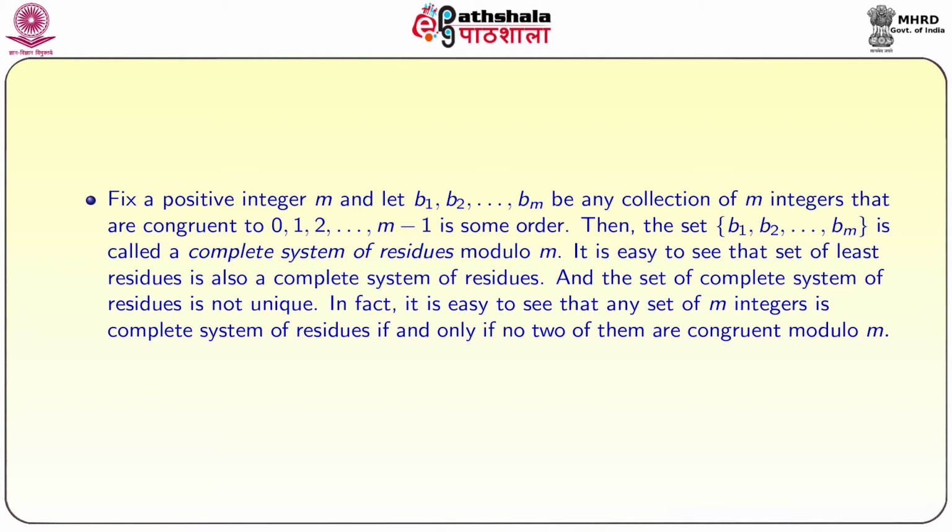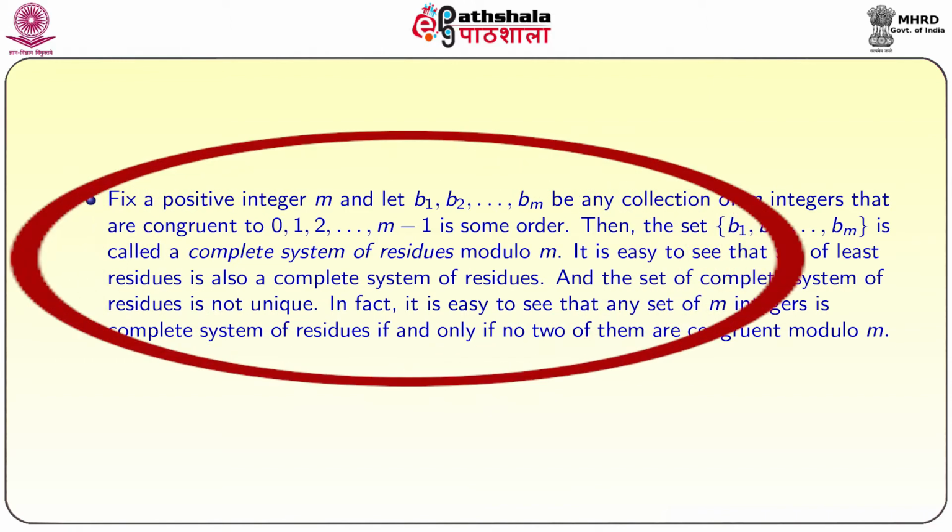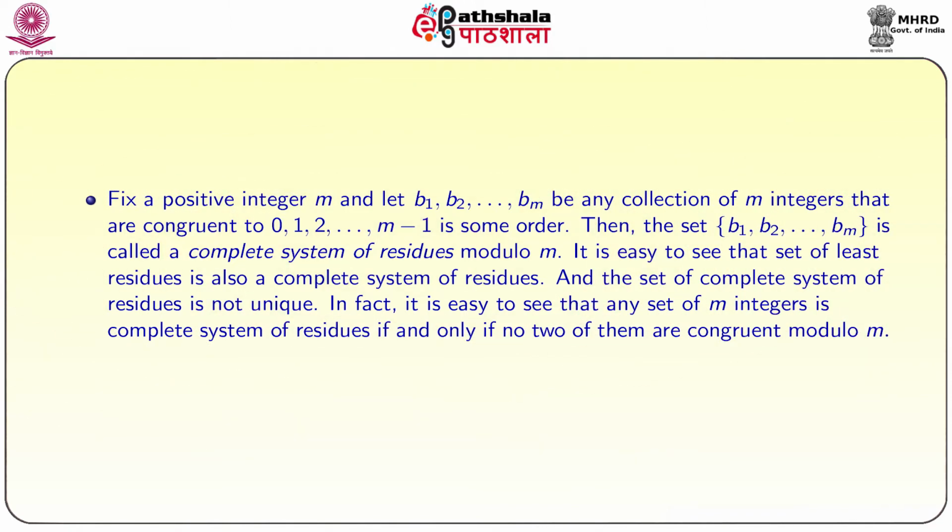Fix a positive integer m and let b1, b2 and so on up to bm be any collection of m integers that are congruent to 0, 1, 2, 3 and so on up to m minus 1 in some order. Then the set b1, b2 and so on up to bm is called a complete system of residues modulo m. It is easy to see that the set of least residues is also a complete system of residues, and the complete system of residues is not unique.